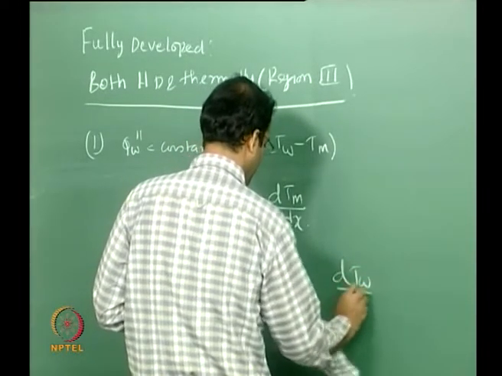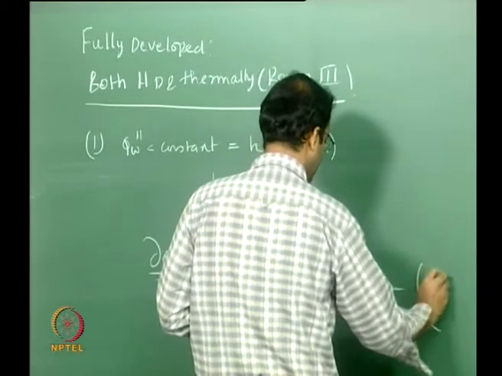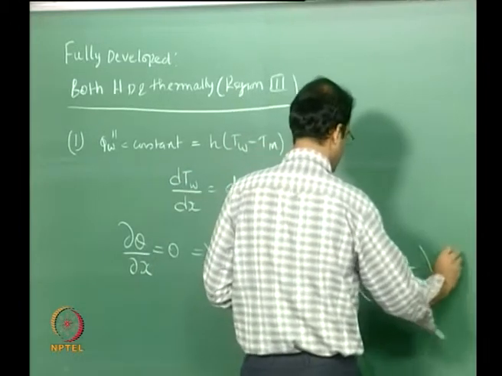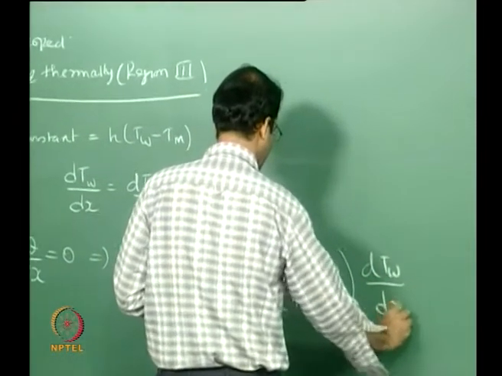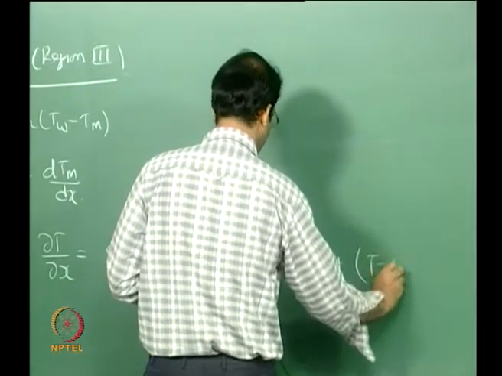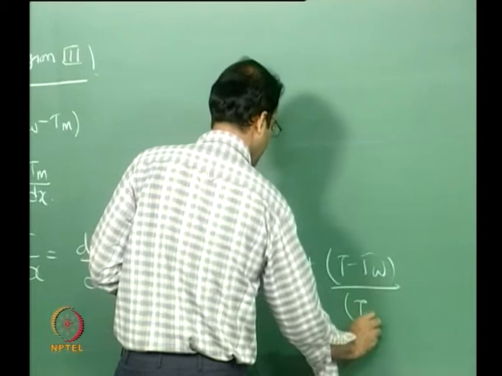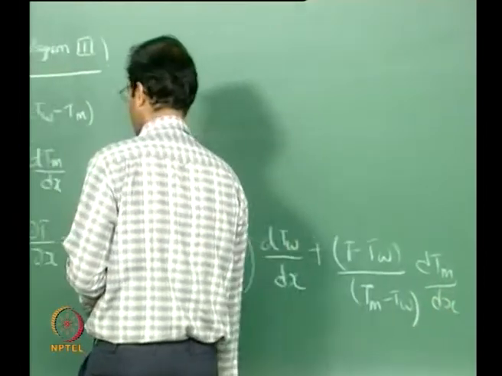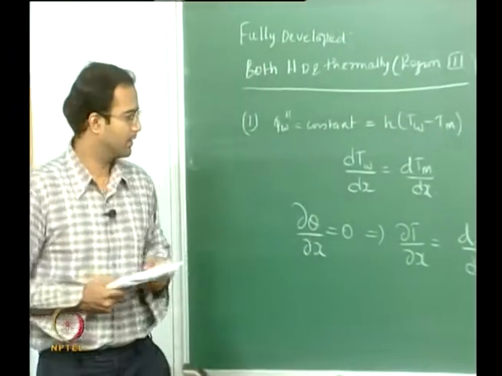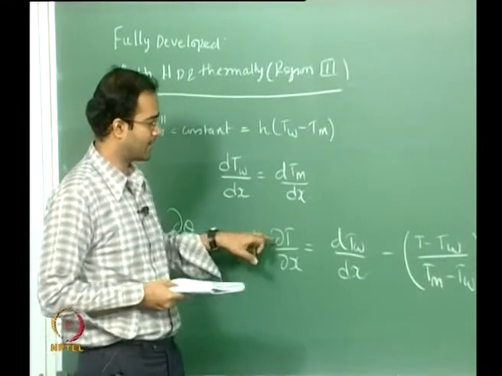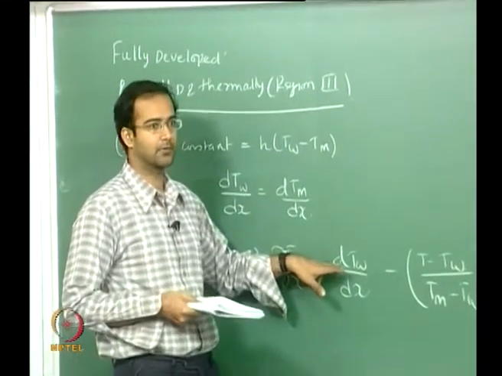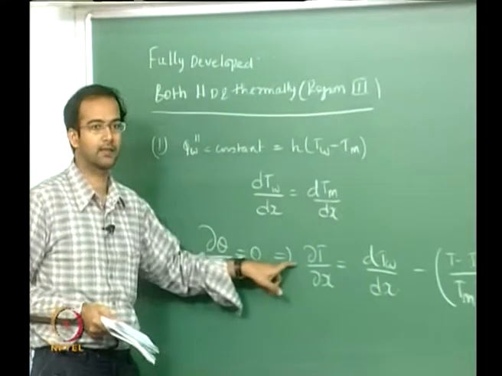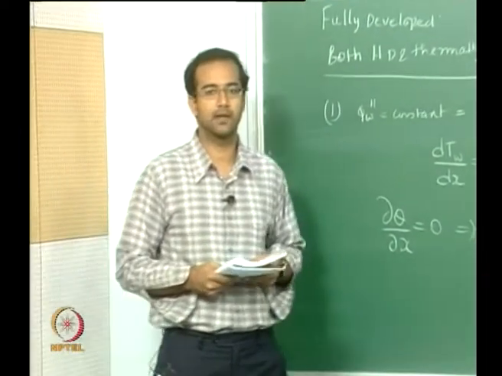That was dT by dx equals (dT wall by dx) minus (T minus T wall) by (Tm minus T wall) into dT wall by dx, plus (T minus T wall) by (Tm minus T wall) into dTm by dx. You can note the partial and the standard derivatives that I am using here. This is a function of only x, this is a function of only x, whereas temperature is a function of both r and x. Therefore I use a partial derivative for dT by dx.